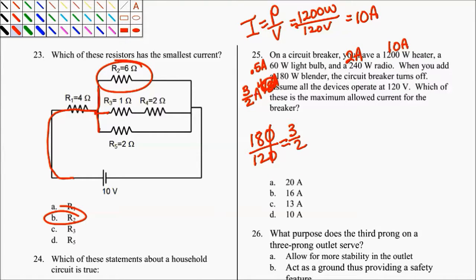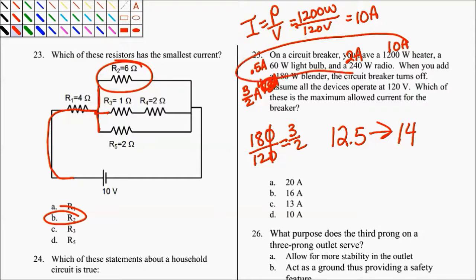So somewhere between 12 and a half and 12 and a half plus 1 and a half, which is 14. Somewhere between the sum of these three and this one, the circuit breaker turns off. So let's see which one that is. That would be the 13 amps, it's going to turn off after that.